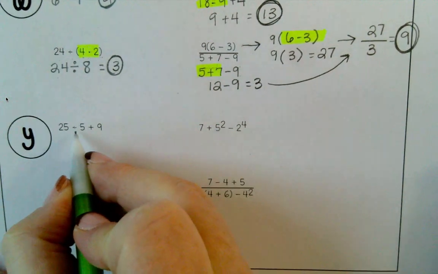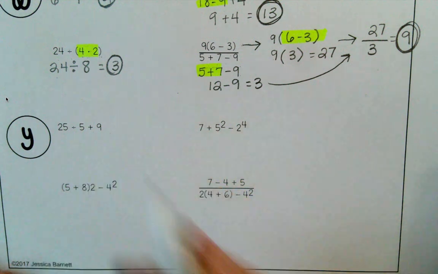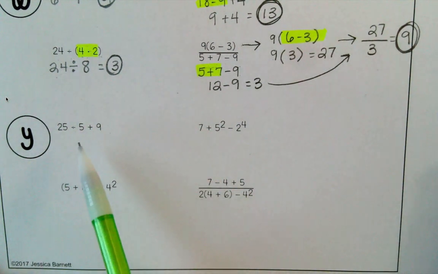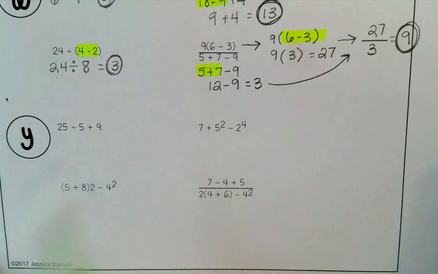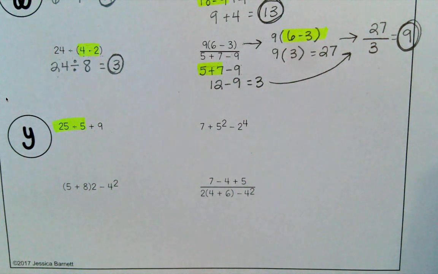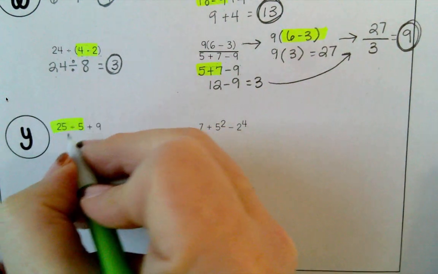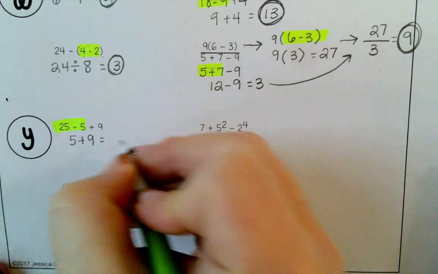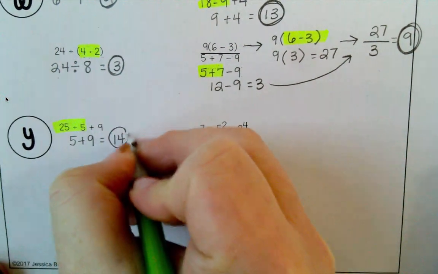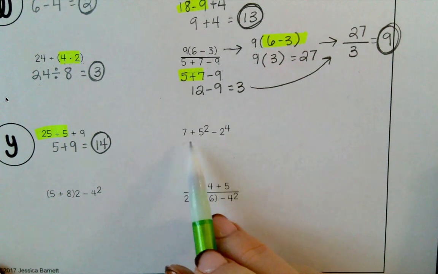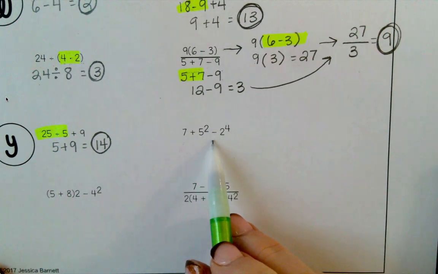I have 25 divided by 5 plus 9, okay? So I don't have parentheses, I don't have exponents, but I do have multiplication or division because I have 25 divided by 5. 25 divided by 5 is 5, plus 9. 5 plus 9 is 14. Easy peasy lemon squeezy.